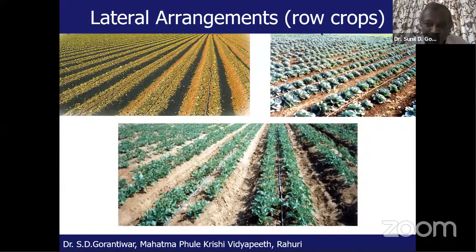Of course, when we mount the drippers, the laterals are on the field. The drippers are mounted on the laterals. The lateral is the pipe which is laid in the field. So you see there is one lateral pipe for 2 rows of the plant.